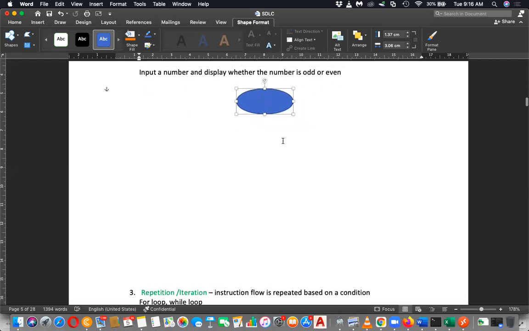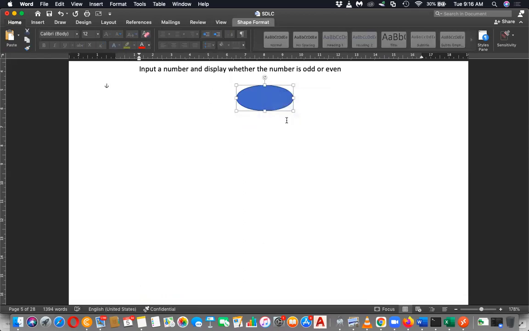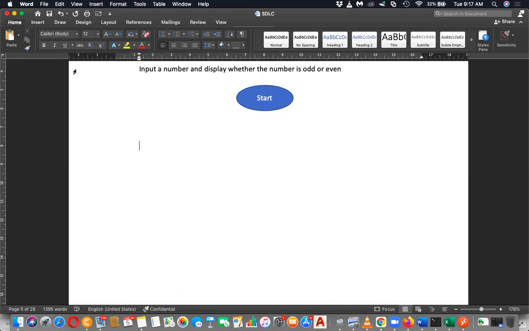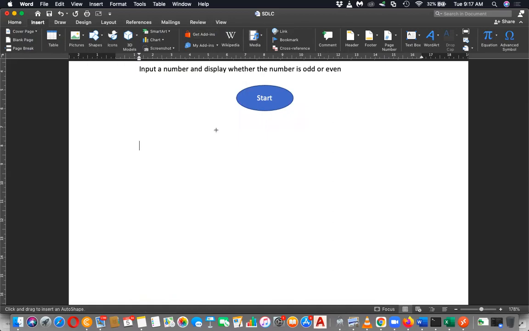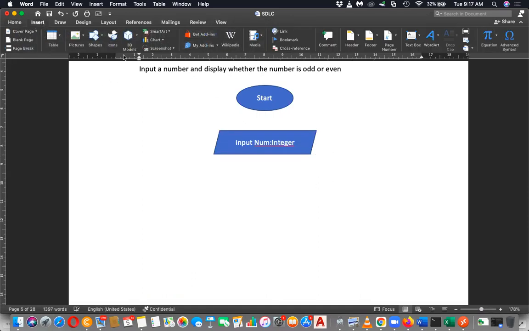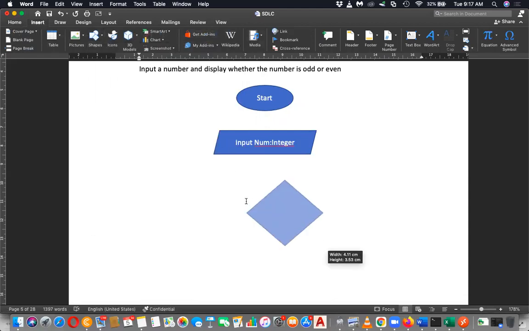Right, okay. So let me quickly tell, anyway, even if we discussed, you can tell the answer now quickly. So start. After starting, then input integer equals num. You have to input an integer. So you have to use this kind of parallelogram because it's the input symbol, and you have to input an integer num. After that you have to check whether the number is odd or even. How to do that? You have to use a decision symbol. How to check whether it's odd?